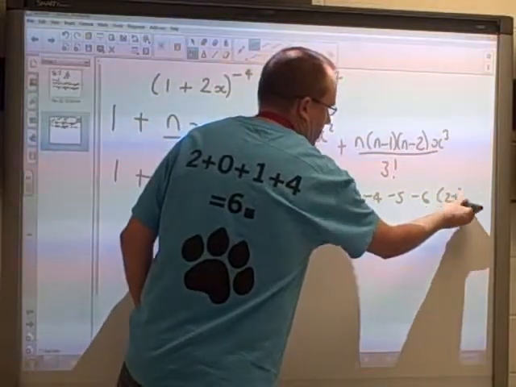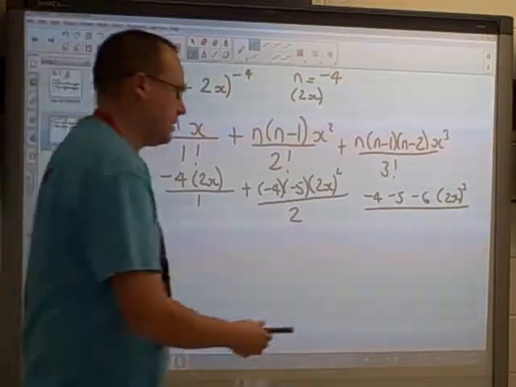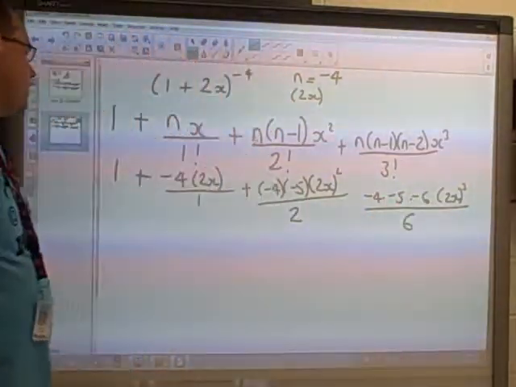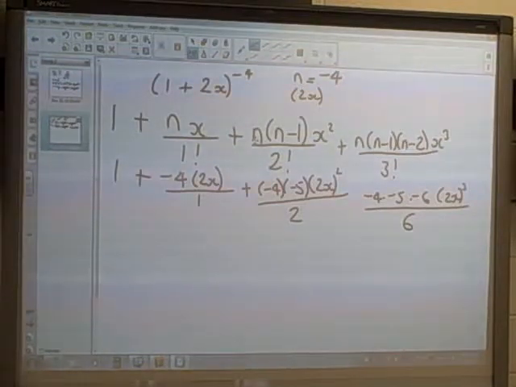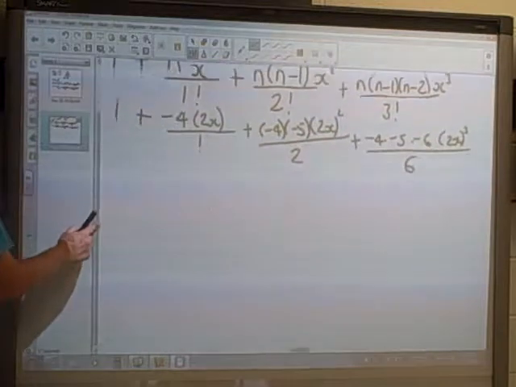Times by 2x all cubed. And 3 factorial is 3 times 2 times 1, so that's just 6. And I can say these are all times as well. And once we've substituted in, we just need to simplify these expressions. So let's see what we can actually do here.